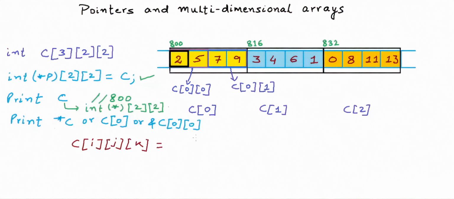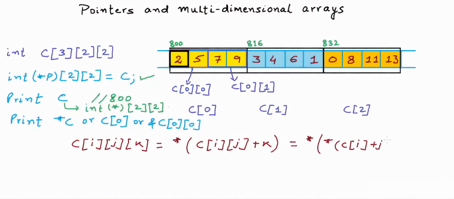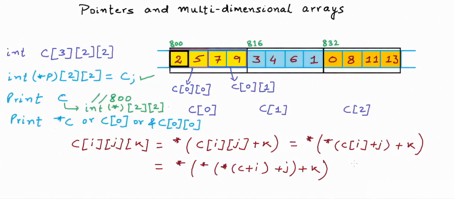C[i][j][k], where i, j and k are some indices, can be written as asterisk of C[i][j] plus k. And now once again we can write C[i][j] as asterisk of C[i] plus j, and the overall expression will look something like this. And we can go ahead and write C[i] as asterisk of C plus i. If you are able to understand how I have derived these expressions, if you are able to understand all the pointer arithmetic and dereferencing in these expressions, then you are good working with multidimensional arrays using pointers.